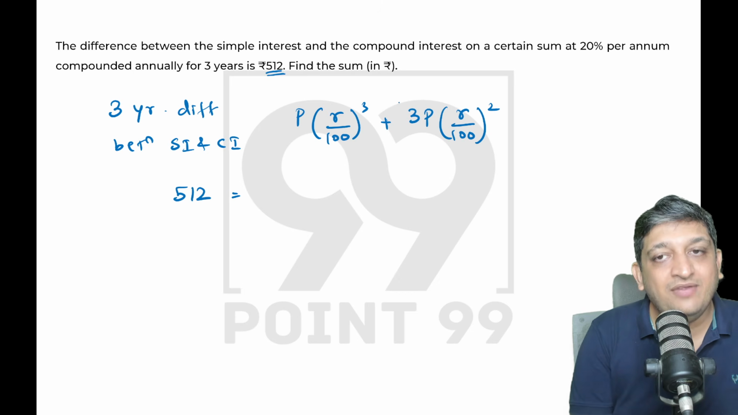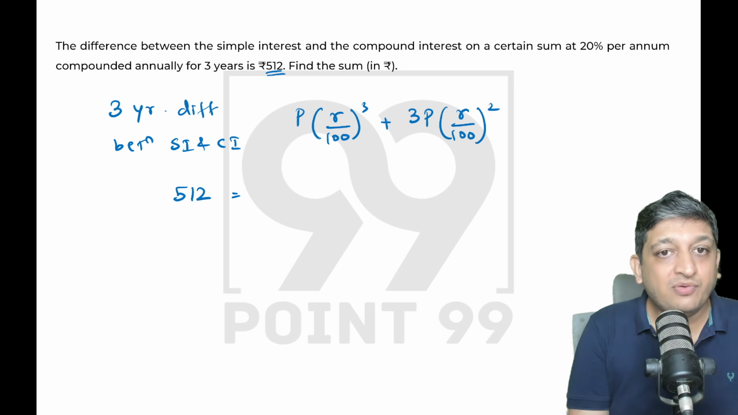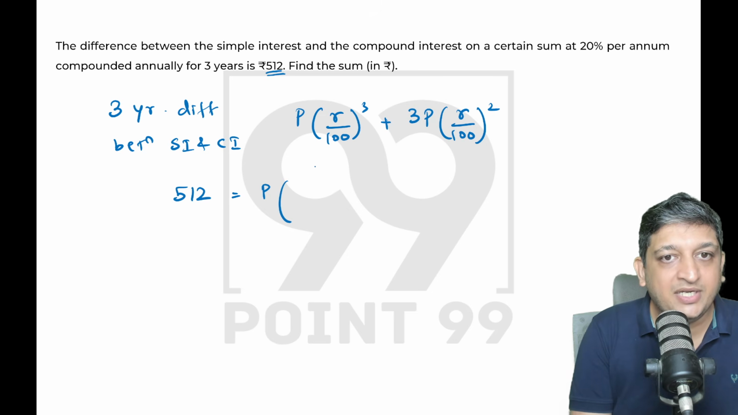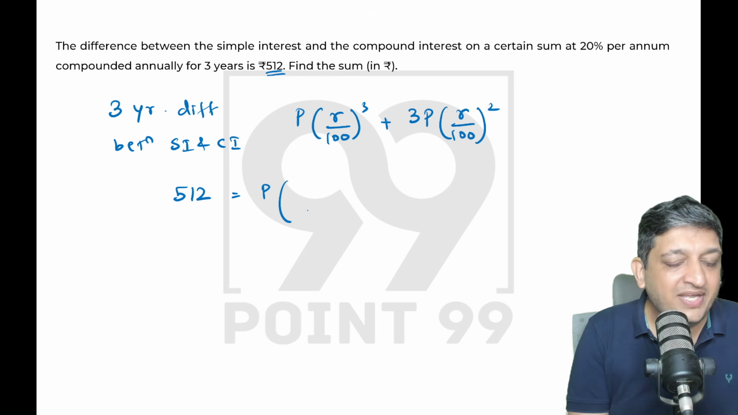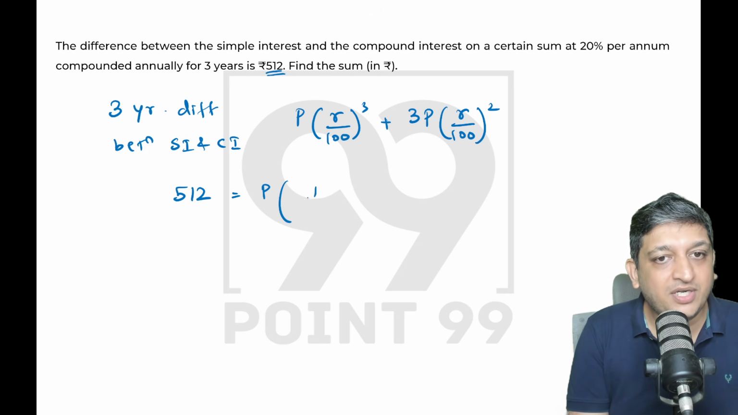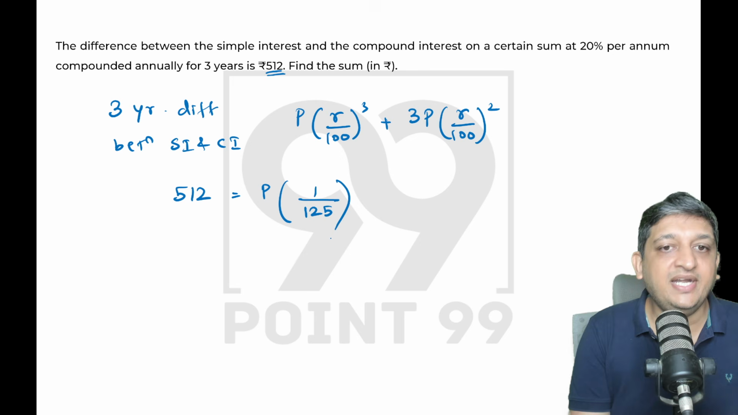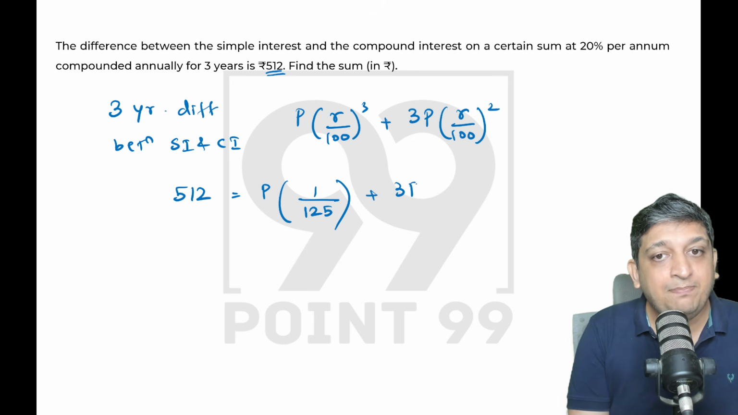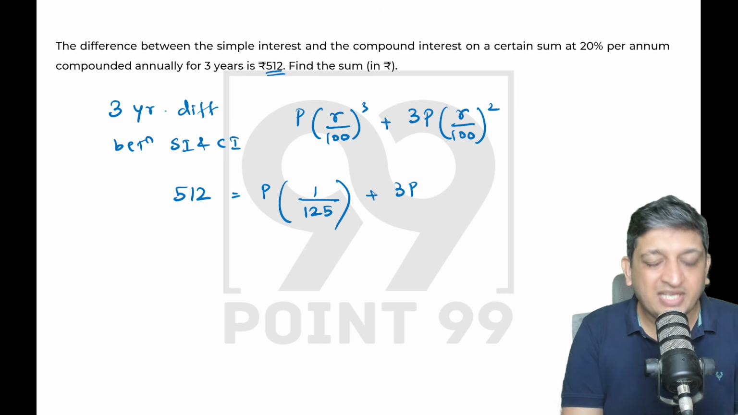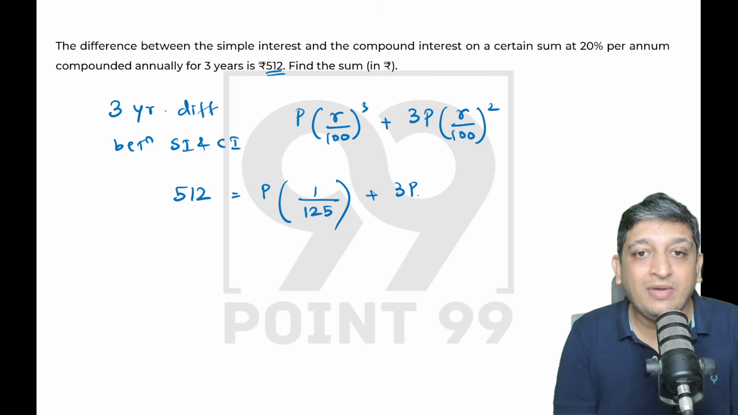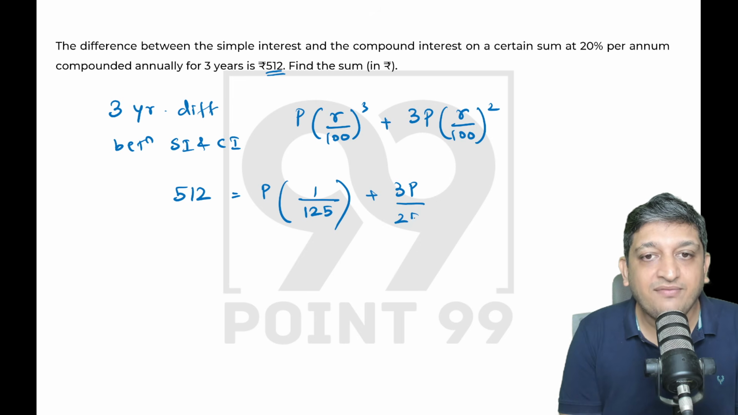I also know that the value of R is 20. So what will happen here? I will say that this is P into 20 by 100 is 1 by 5. So 1 by 5 into 1 by 5 into 1 by 5 will be 1 by 125. Plus 3P into R by 100. That is again 1 by 5. 1 by 5 into 1 by 5 is going to be 1 by 25.